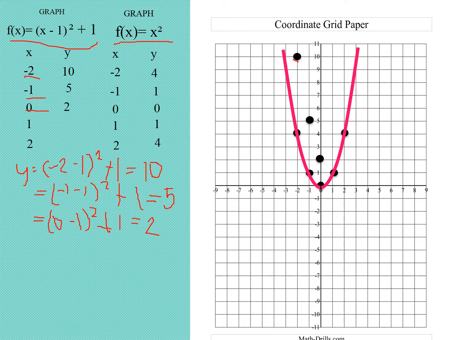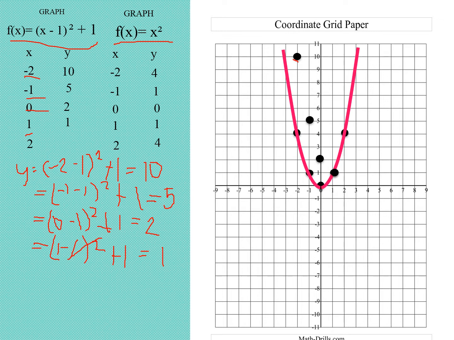Next, we have positive 1 as x. So, we now have 1 minus 1 squared plus 1. 1 minus 1 will become 0. Then, 0 squared, that will cancel out. Then, what is left is 1. So, our y will be 1. Then, our plot is there.